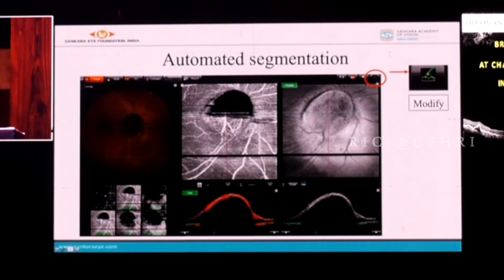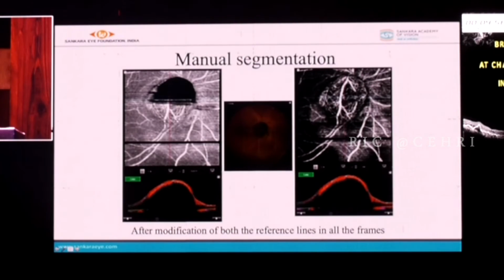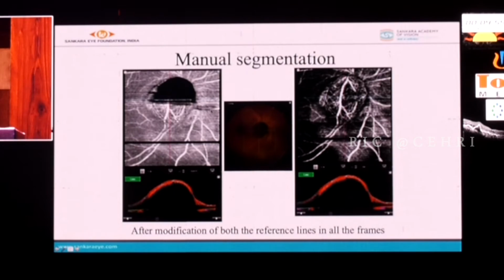If you were to do an automated segmentation, all you will see is partly black. So how can you avoid this? You can modify the segmentation. You can do a manual segmentation. Here is the same lesion, automated segmentation versus manual segmentation. When you do a manual segmentation, you can see the tumor vessels beautifully.